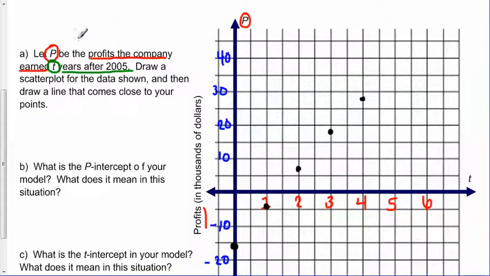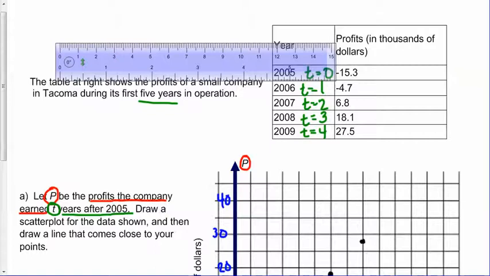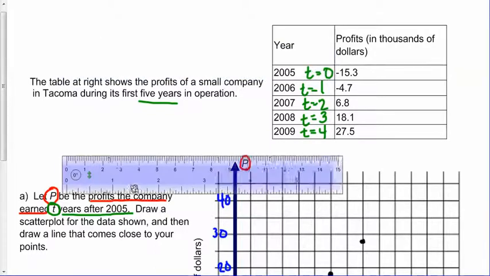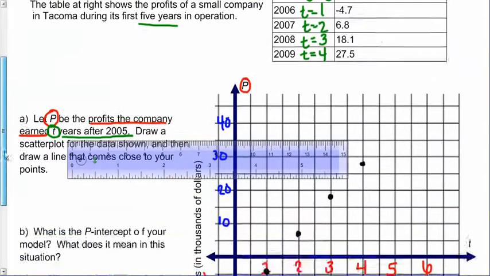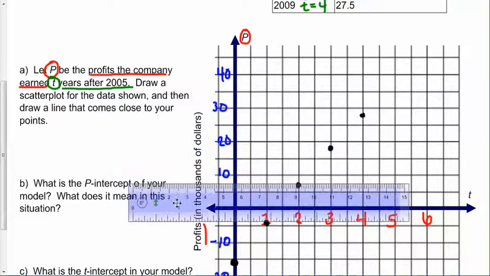So let's grab our straight edge to draw our line that comes close to the points. So I need to go up and grab my straight edge. I'm going to bring that down. And this is just like you would do on your own paper. You're going to grab your straight edge, you're going to bring it down, you're going to line it up.